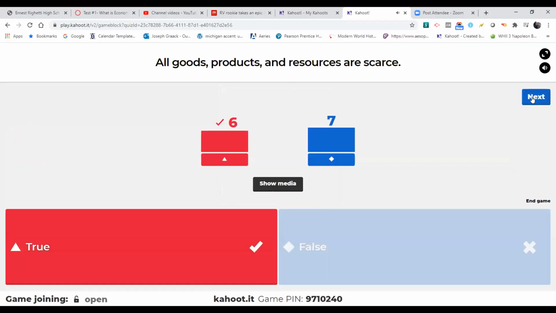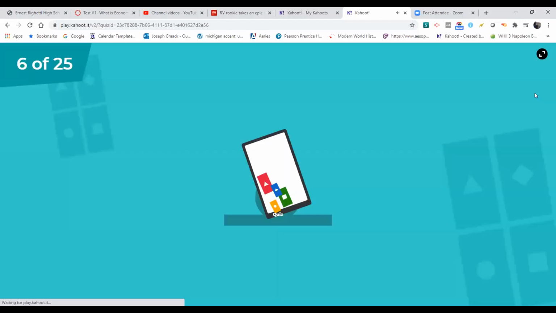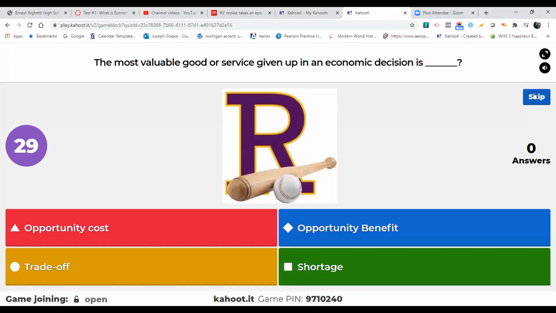Okay. So remember at the beginning of the unit, beginning of the year, I said everything on earth is scarce. The total number of people we have, there is a finite amount of humans alive at this moment. If we had the capability, we could measure every gallon of water on the surface of the earth, right? Everything is scarce, no matter whether it's being used or not. So everything is scarce. Oh, that got some changes going there. All right. The most valuable good or service given up in an economic decision is what?